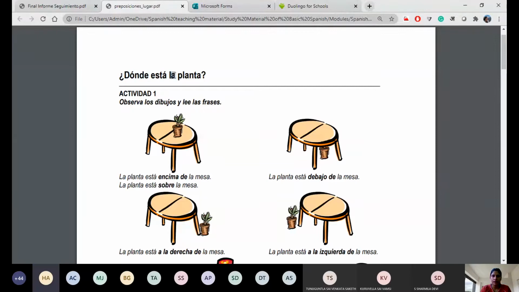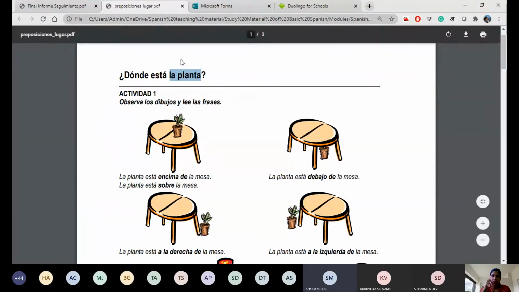La planta, the plant. Where is the plant? Yes, somebody already said the answer. ¿Dónde está la planta? Where is the plant? So we are asking for the location, we have to locate here. So see, the use of the estar verb is there.